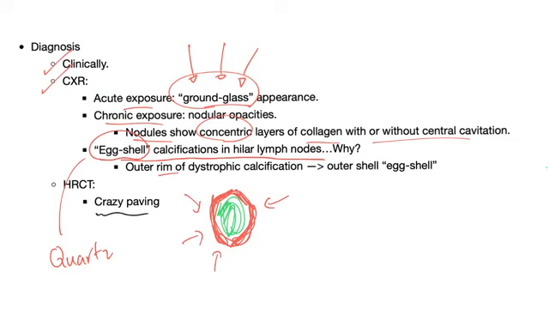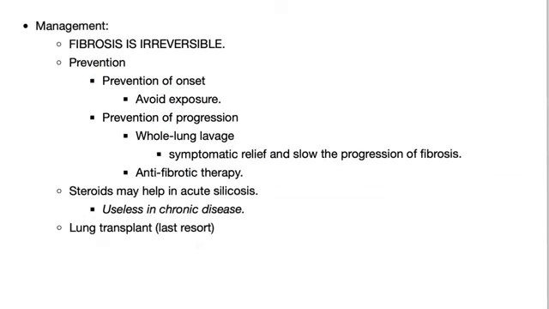High-resolution CT will show something called crazy paving. How to manage silicosis. First of all, fibrosis is irreversible. I don't care about any online bloggers right now. Prevention: how to prevent silicosis. You prevent the onset. How do you avoid the exposure? Easy. Prevent the progression by something called whole lung lavage. It provides symptomatic relief, and it might slow the progression of fibrosis. But once the fibrosis happens, you cannot go back.